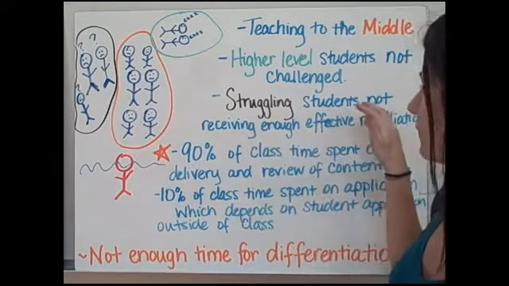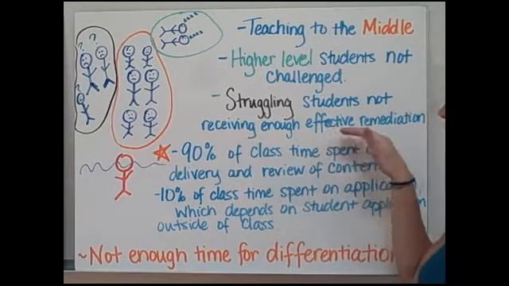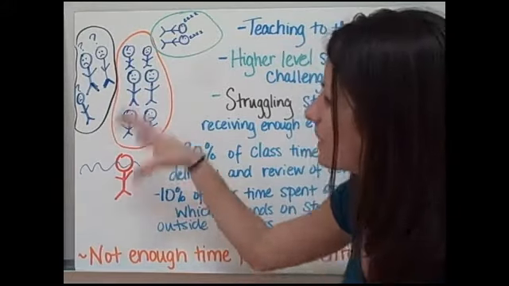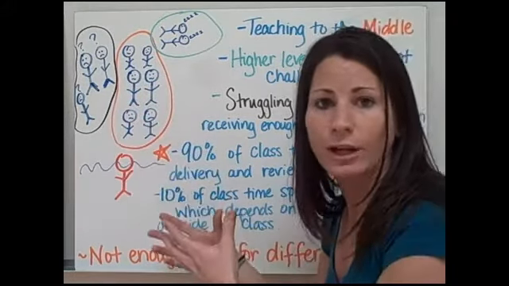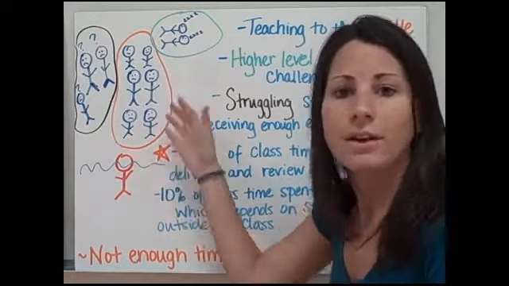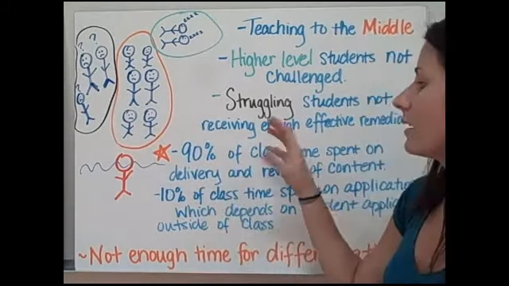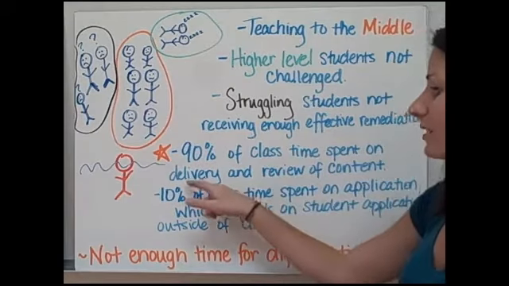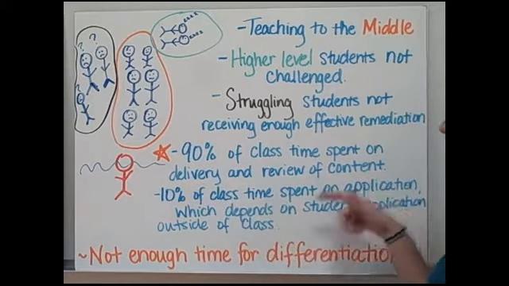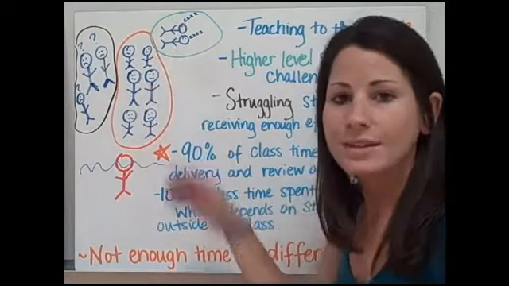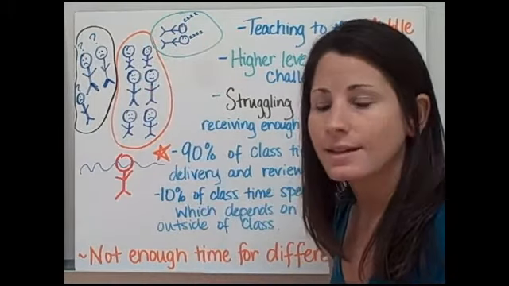And I had a struggling group of students that were not receiving enough effective remediation. They didn't have the basic content they needed to be working on the content we were currently covering, or they needed more help in order to be successful. This led to a 90% use of class time being spent on delivery and review of content. 90% of the time I was at the front of the classroom lecturing to a group of students, and I wasn't meeting all of their needs.